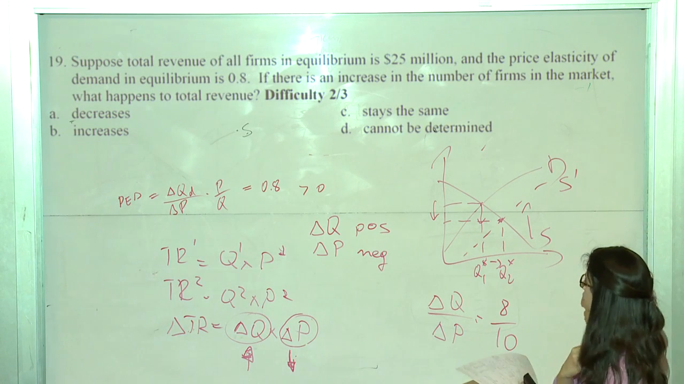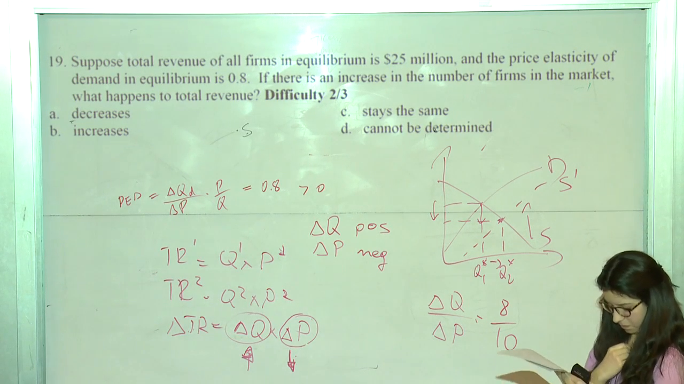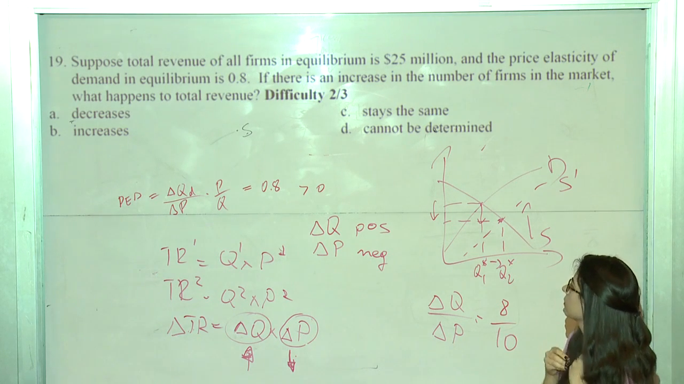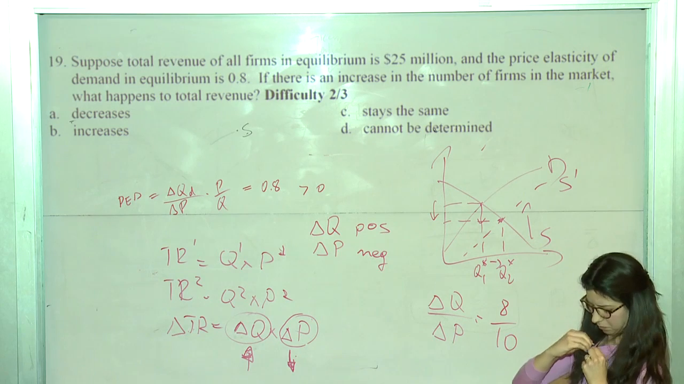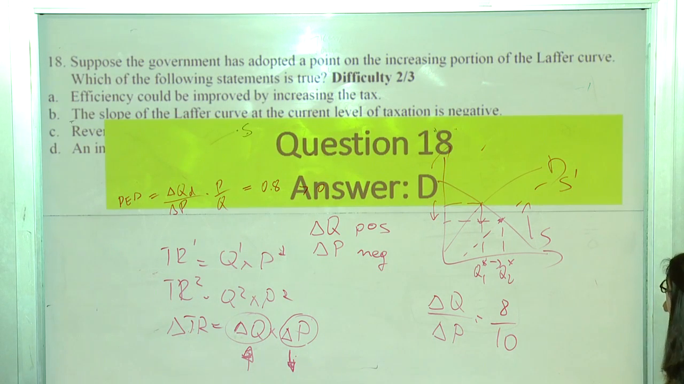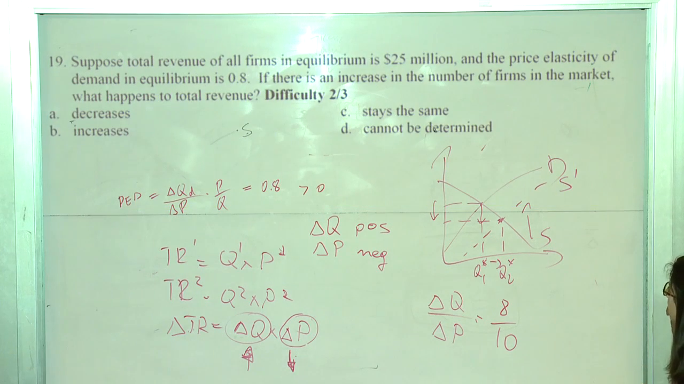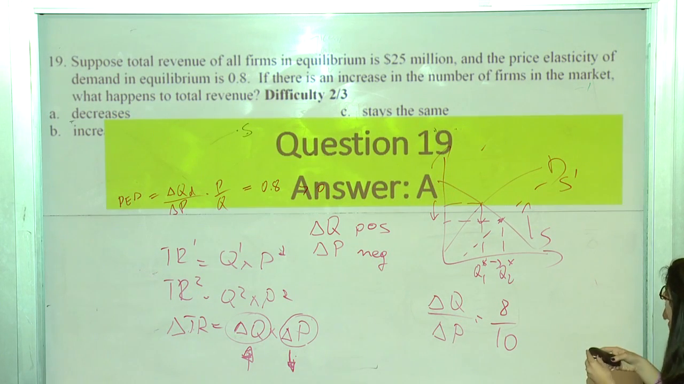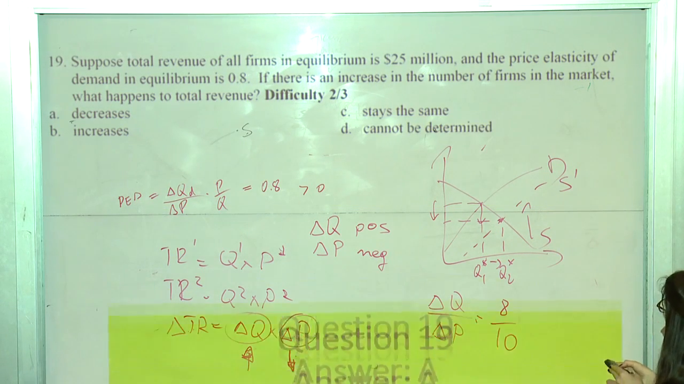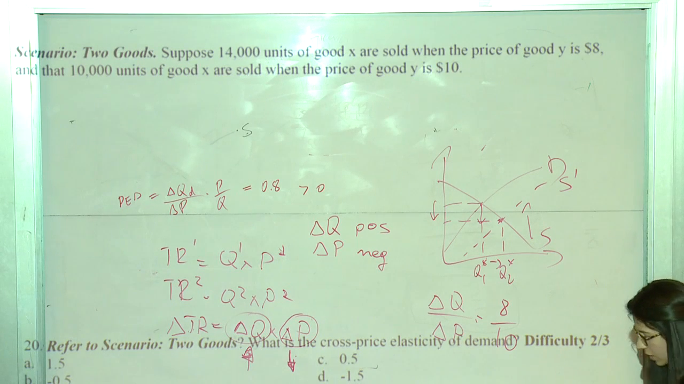Okay, so let's move on to question 20. So this was D. No, this was A. What am I doing? There we go. Okay. Question 20.